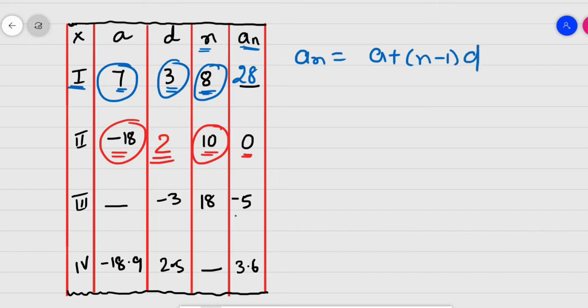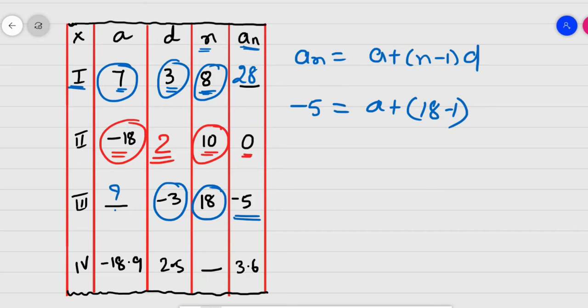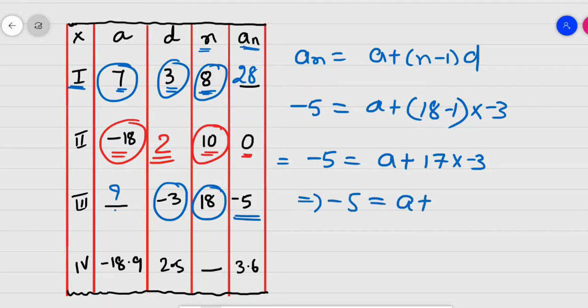Here what is your nth term? It is -5. So put -5 is equal to how much is your a? You don't know a, so a is not known, plus how much is your n? n is equal to 18 minus 1 and what is your d? d is equal to -3. Simply you put the terms and you will get the answer. -5 is equal to a plus 18 minus 1 is 17 into -3. So this implies -5 is equal to a plus, 3 7s are 21, 3 1s are 3 and 2, 5. And it will become -51 because it is multiplied by -3.